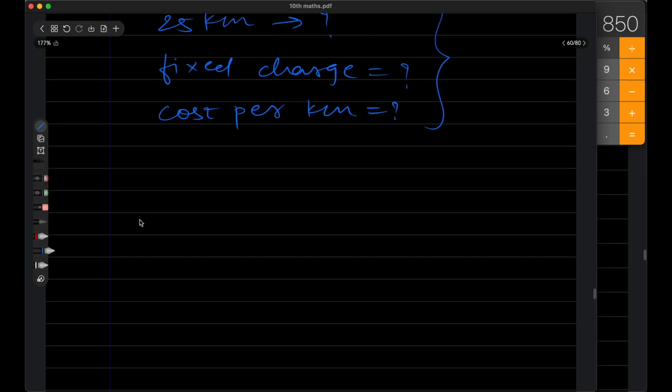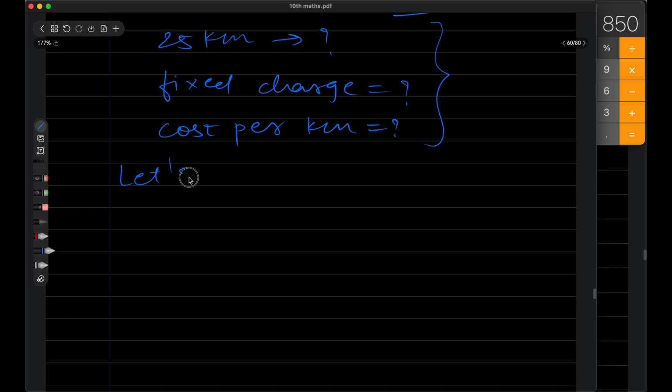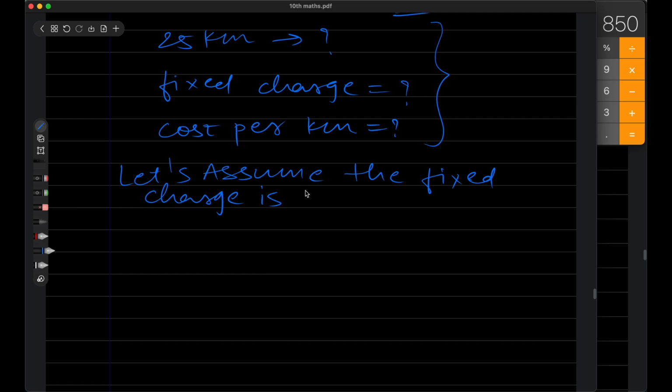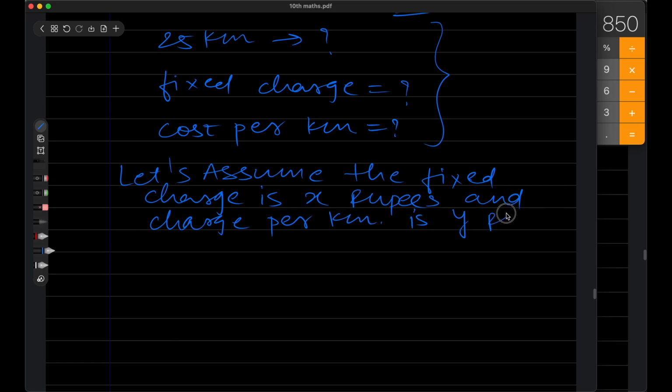Now let's assume the fixed charge is x rupees and charge per kilometer is y rupees. So the fixed charge, that is x rupees, will be charged for every distance, and the charge per kilometer is charged as per the kilometer traveled.